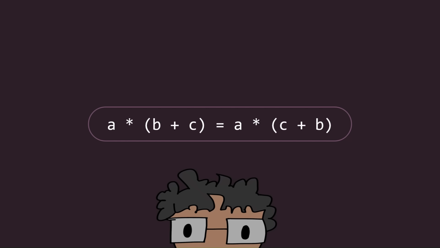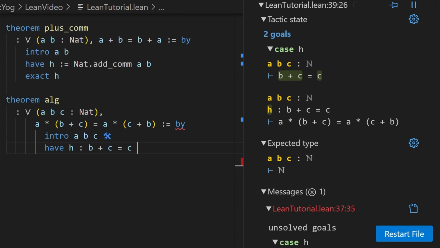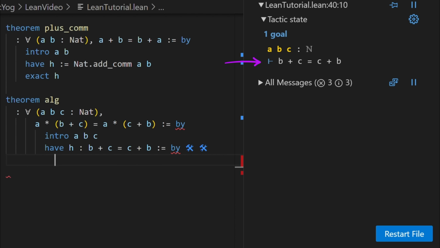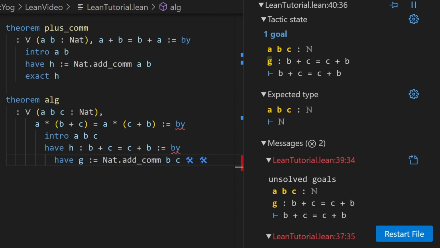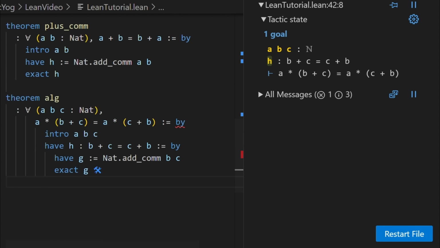If we could rewrite the first B plus C as C plus B, both sides would be equal. Let's have H be the proof that B plus C equals C plus B. Notice the new sub-goal in the tactic state. Quite similar to the last proof. Have G be Nat.add_comm applied on B and C. The sub-goal is now exact G. H is now in our list of assumptions.